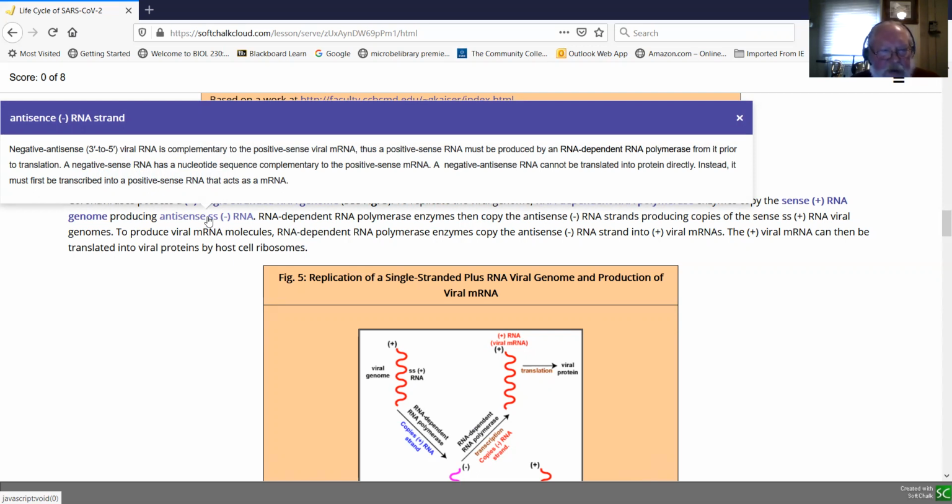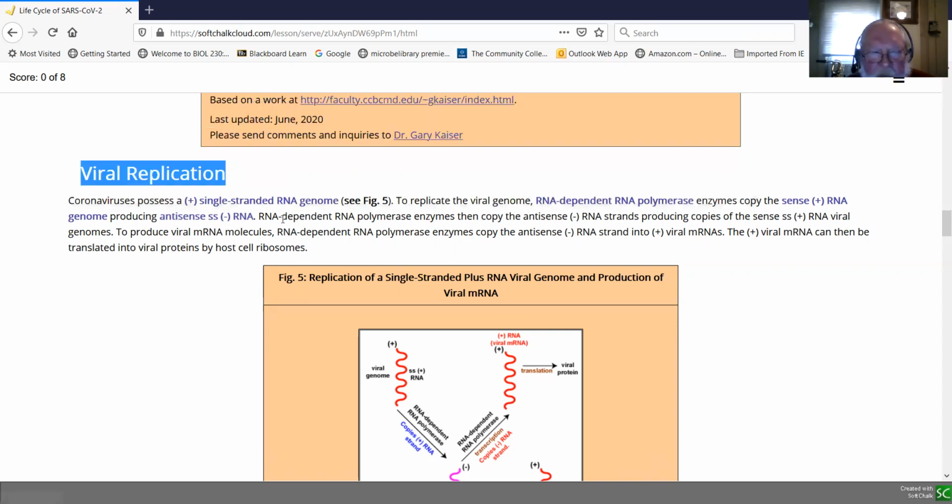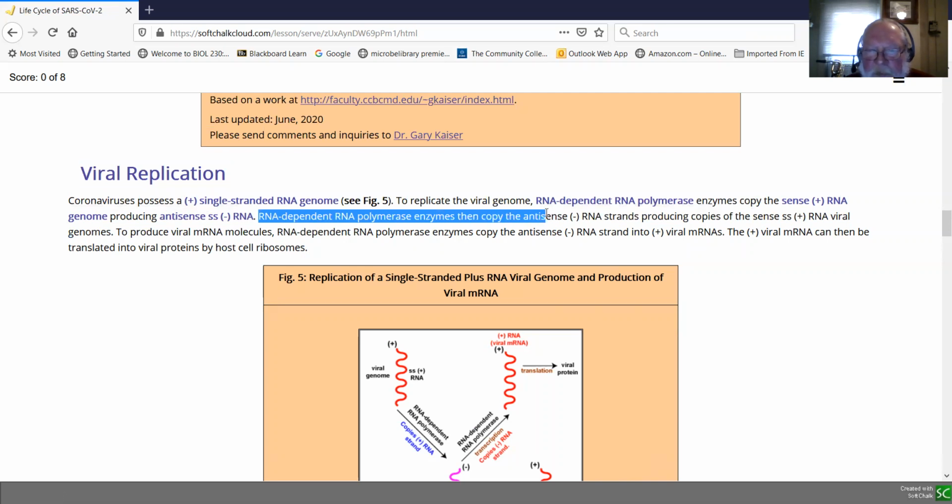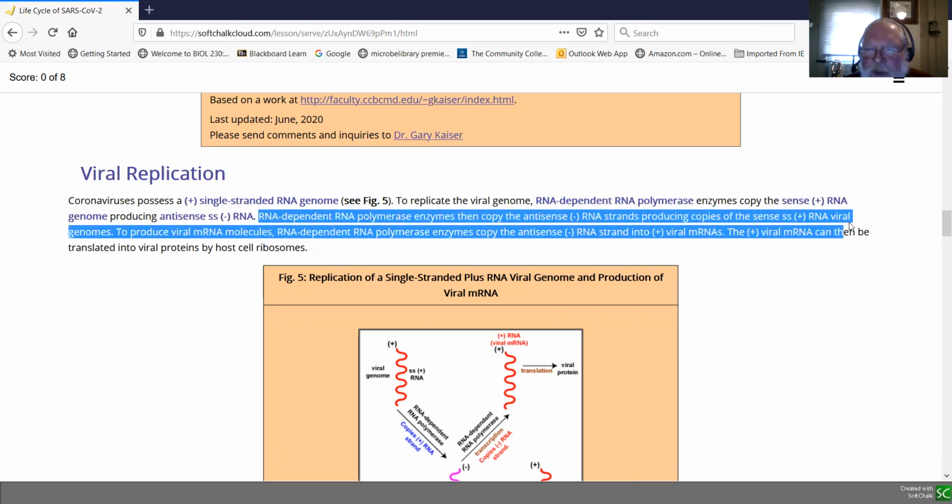Now, the antisense strand is a complementary copy of the plus sense strand. In other words, if there's a thymine on the sense strand, there would be an adenine on the antisense strand. And so the antisense strand cannot be translated into viral proteins. Only the sense strand can. But to replicate the RNA, it has to make an antisense strand, and then the RNA polymerase can then copy the antisense strand back into more sense RNA genomes.